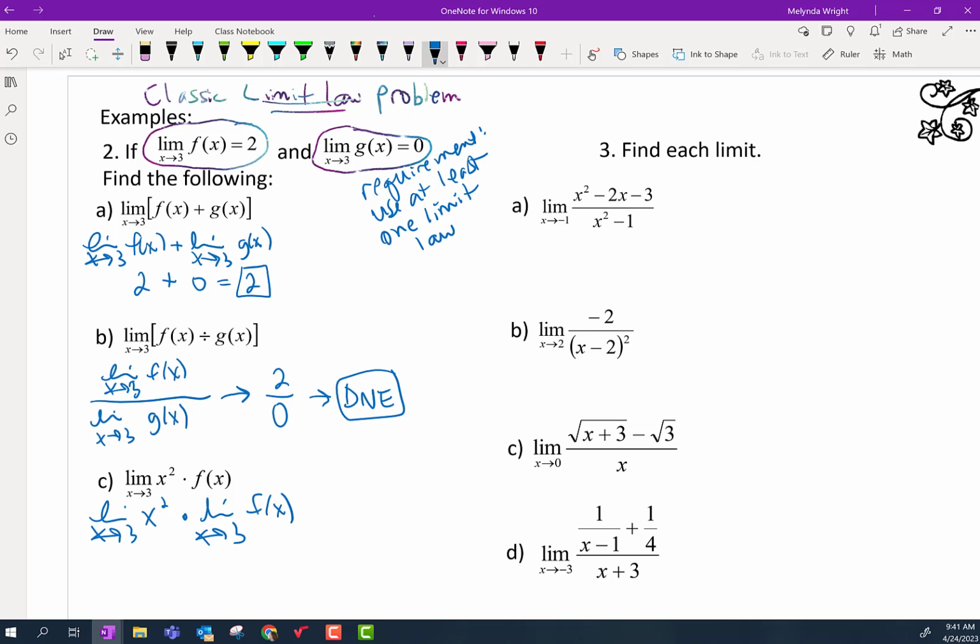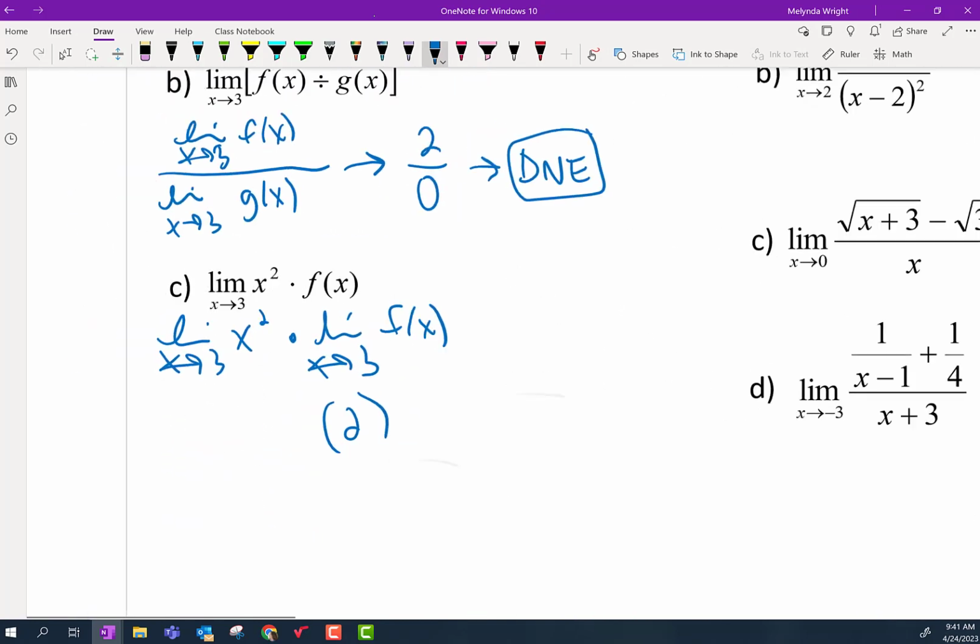Okay. So now this particular kind of problem can sometimes confuse students, and they think the answer is x squared times whatever that limit for, well, let's just look. The limit as x goes to 3 of f of x is 2. Okay, it's not x squared times 2. Right, that's not what this is.